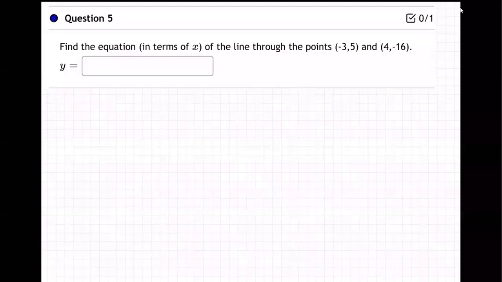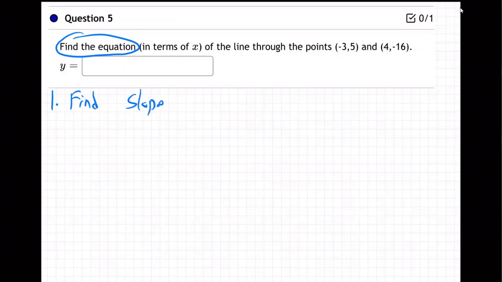Okay, so on this question, they're saying find the equation in terms of x of the line, and it's going through these 2 points. Okay, so when it says the magic words, find the equation, step number 1 is to use the slope formula. Find slope equals y2 minus y1 over x2 minus x1.